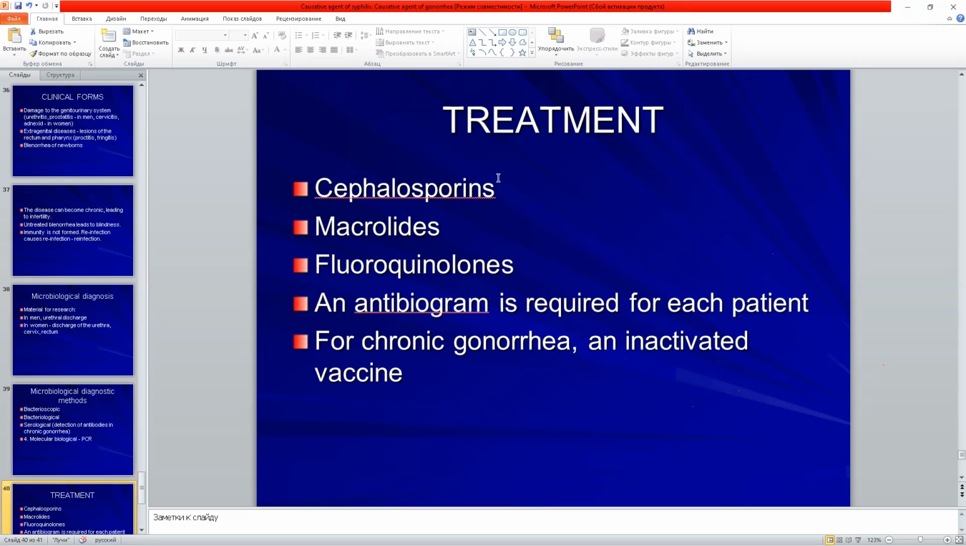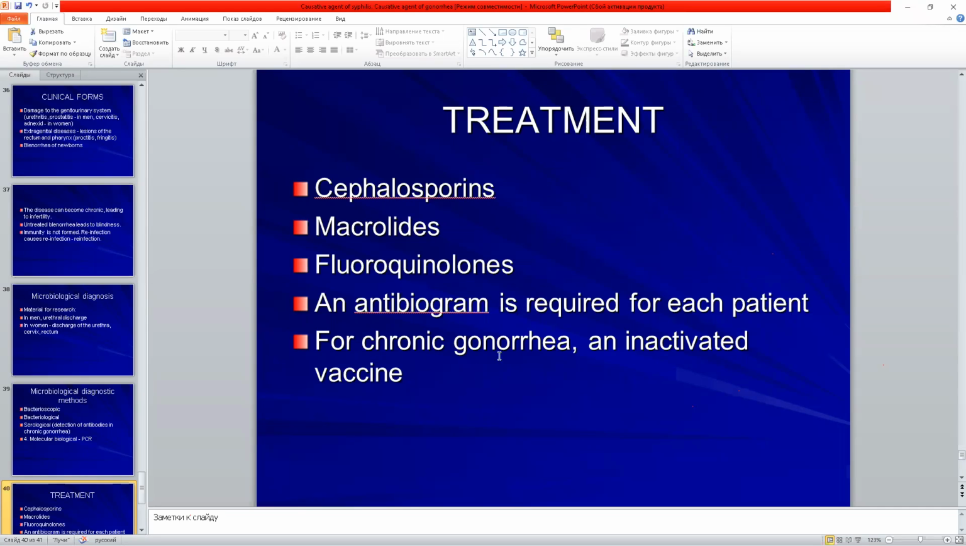Treatment. Strains of gonorrhoeae are resistant to many antibiotics, and it is better to isolate a pure culture and do an antibiotic sensitivity test. Every patient should be treated personally in accordance with the results of the antibiotic sensitivity test. There are, for example, cephalosporins, macrolides, because they go inside the cells, like erythromycin, clarithromycin, azithromycin, fluoroquinolones, and so the antibiotic sensitivity test is required for each patient.